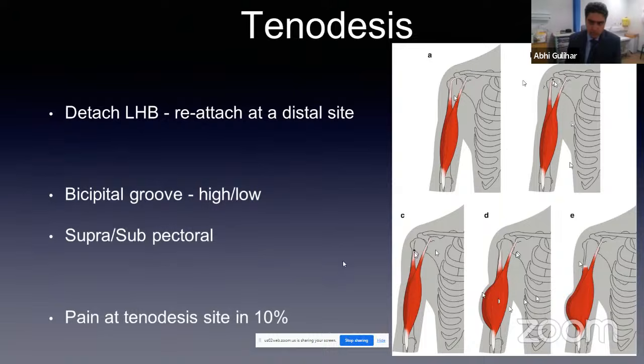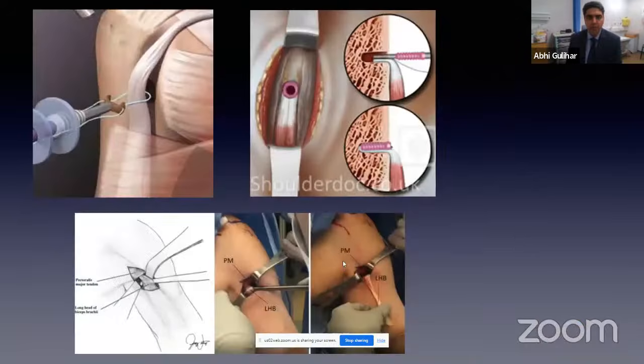And it is documented that risk of pain at tenodesis site, especially if it's done in the bicipital groove, is as high as 10%, but usually it settles down. We always say to patients, it can take up to 12 months for full recovery so that they're not surprised when the pain is not better straight away. Again, some pictures just to show the various methods of tenodesis.